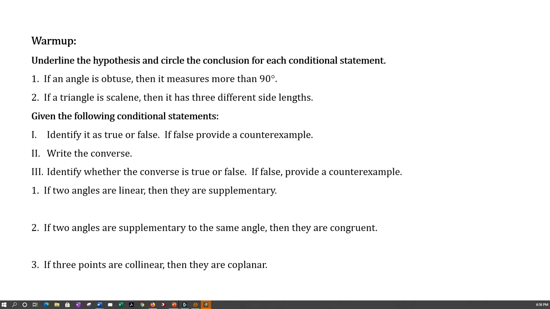I'm going to start today with a warm up. Take a few minutes here to go through the questions, and then I'm going to have you enter your answers into Edpuzzle for both number twos before you move on. So take a few minutes to do that. Okay, warm up. Underline the hypothesis and circle the conclusion for each conditional statement. Number one, if an angle is obtuse, then it measures more than 90 degrees.